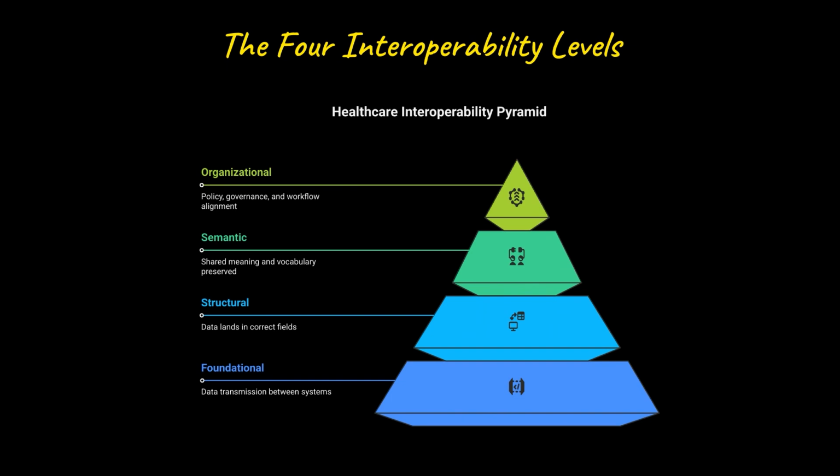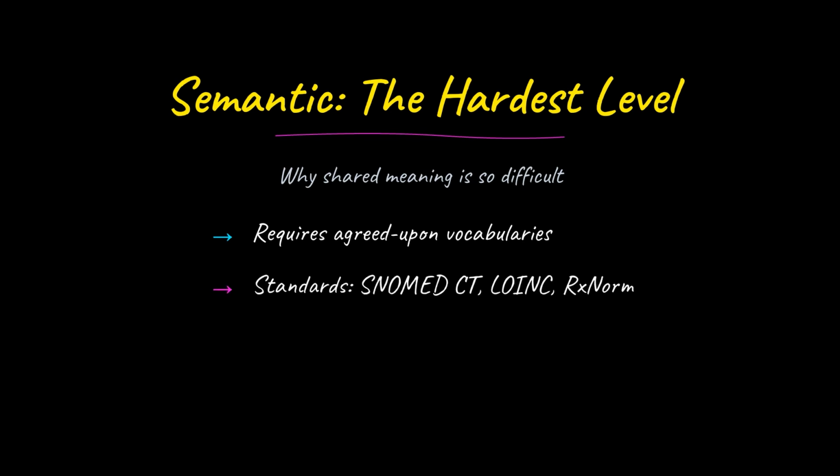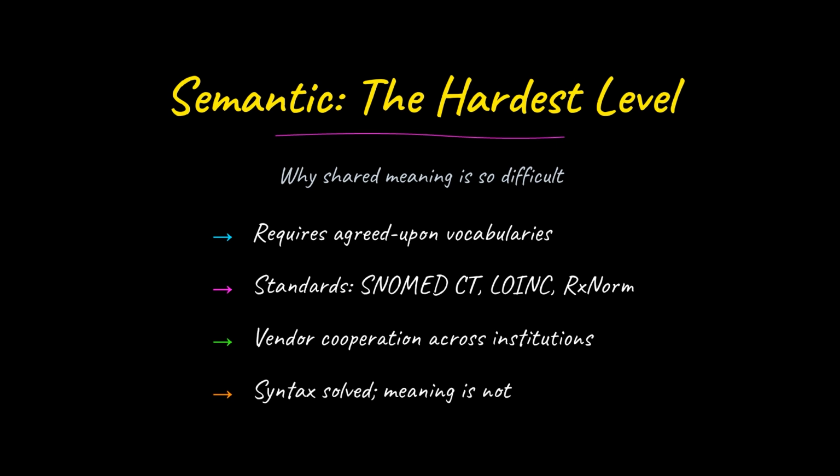Semantic interoperability goes further. Both systems share the same definitions, so a diagnosis means the same thing on both ends without manual reconciliation. Semantic interoperability is consistently cited as the hardest technical layer because it demands coordinated vocabulary work across competing vendors and institutions. Foundational and structural problems are largely solved in modern deployments. Semantic requires ongoing agreement on what data actually means.